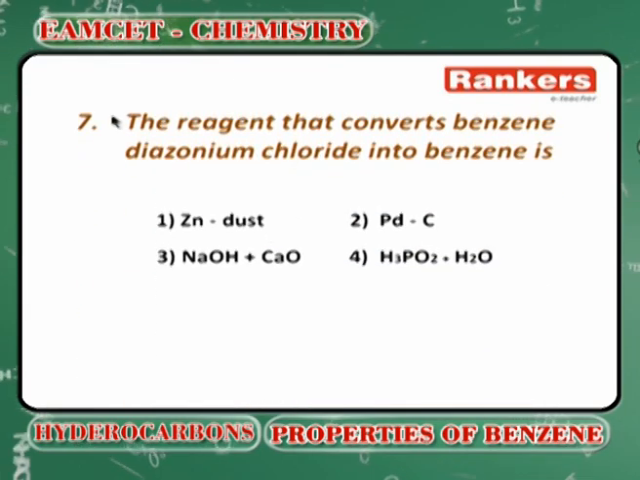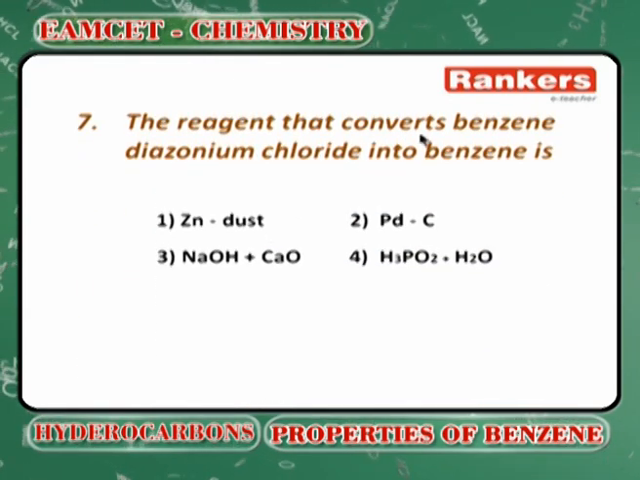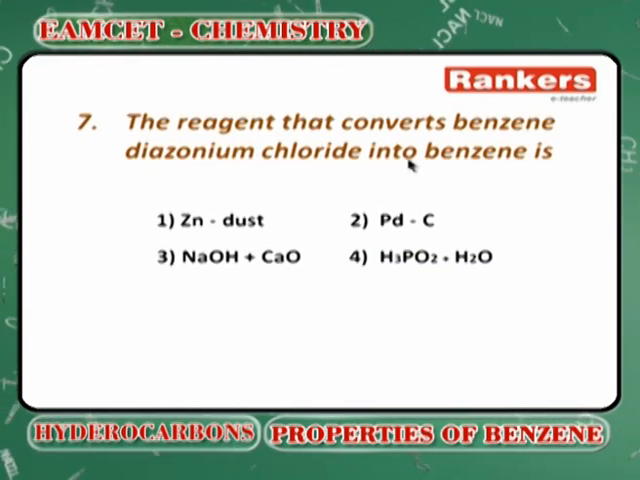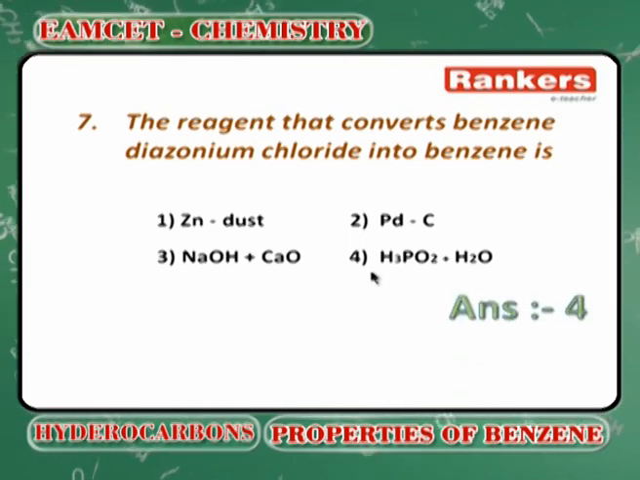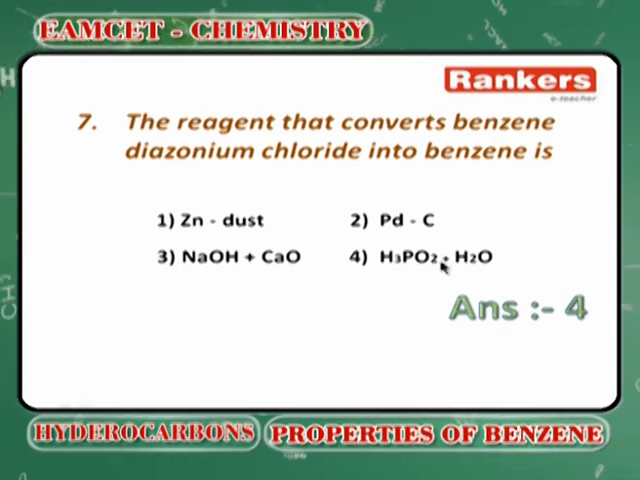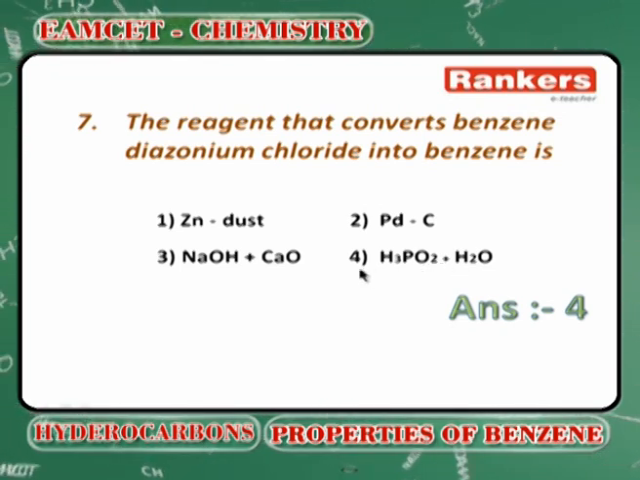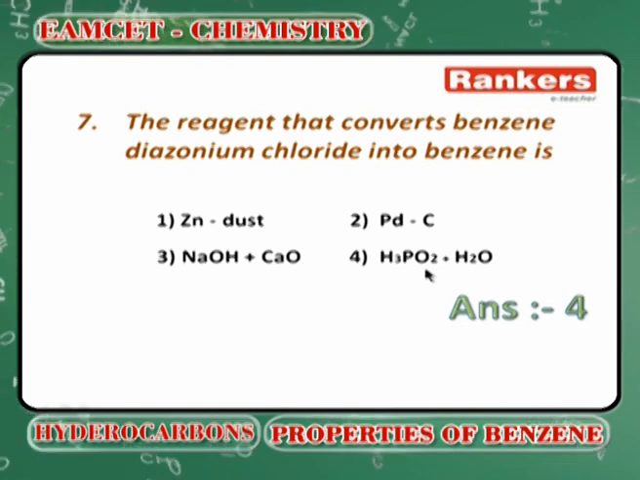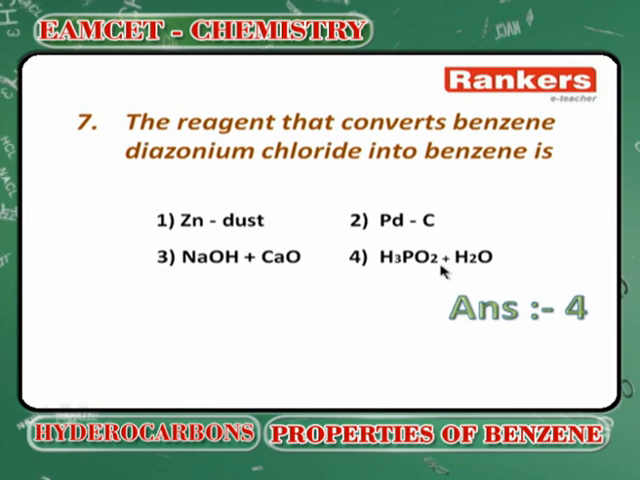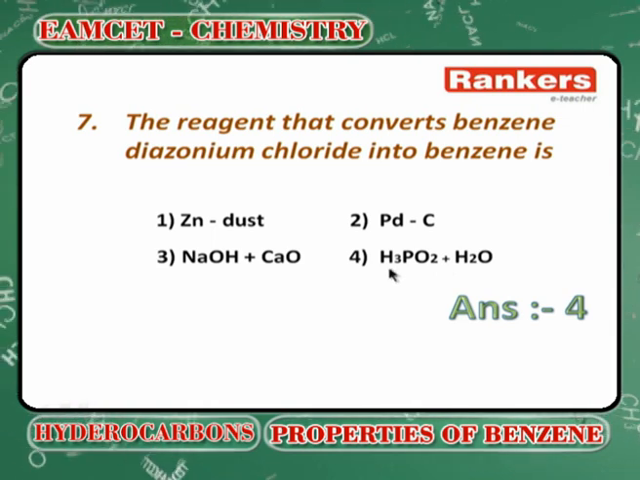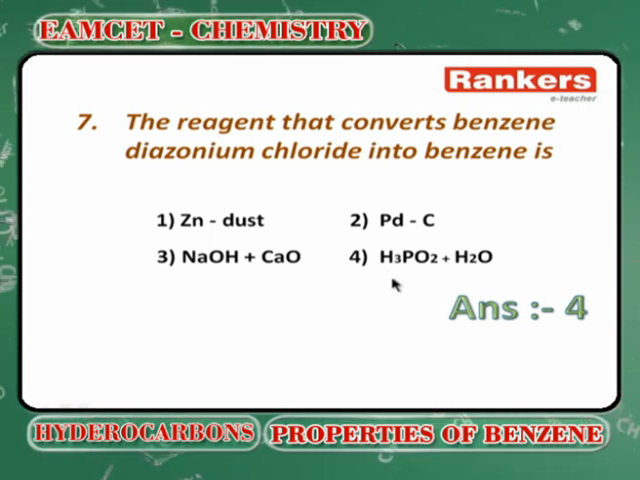Next, the reagent that converts benzene diazonium chloride into benzene. This is a unique reagent, as I said, a reduction reaction using H3PO2, in which P has a +1 oxidation state. Lower oxidation states of phosphorus act as a reducing agent, you can remember this. When you add water, it becomes H3PO3, wherein the +1 becomes +3, and the liberated hydrogen reduces the diazonium chloride into benzene.